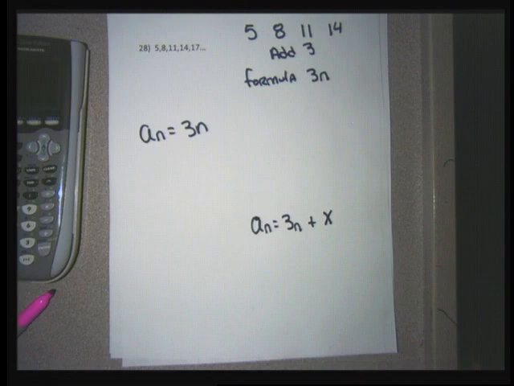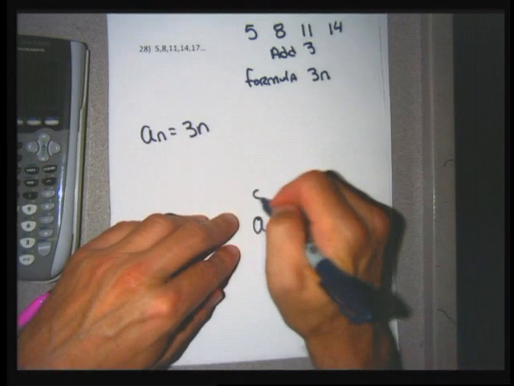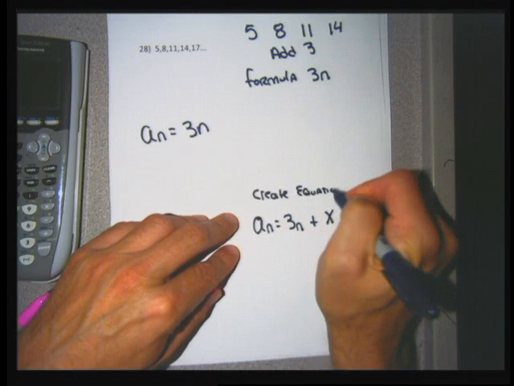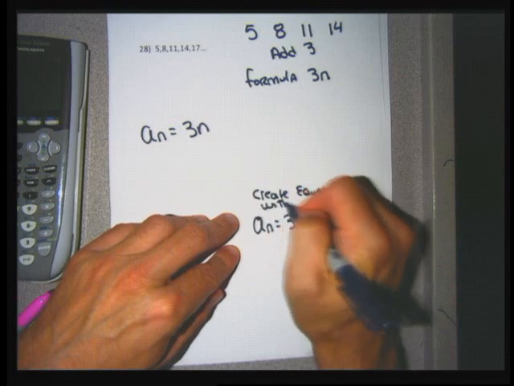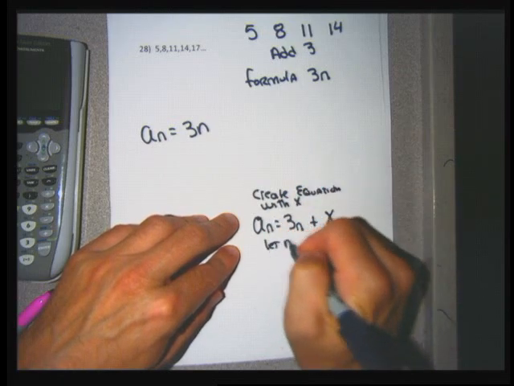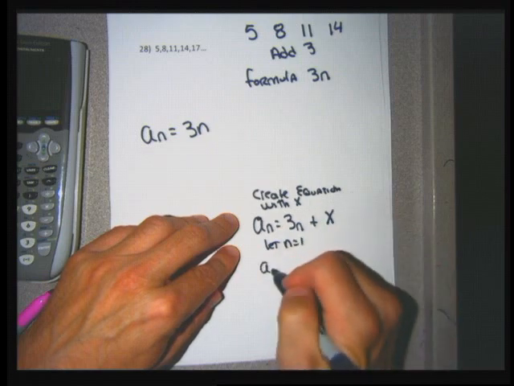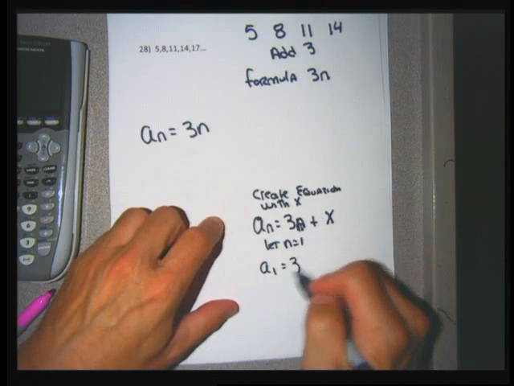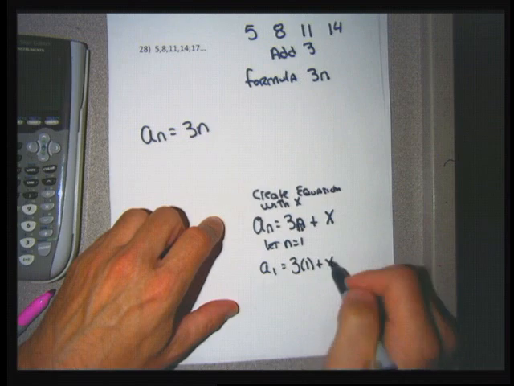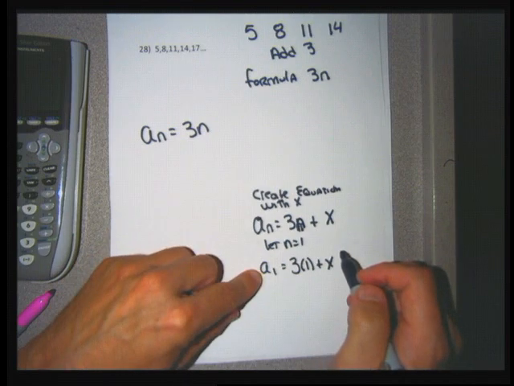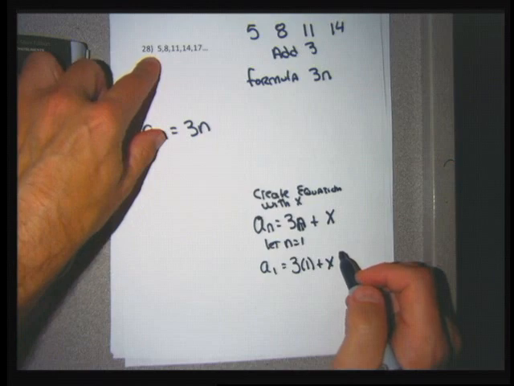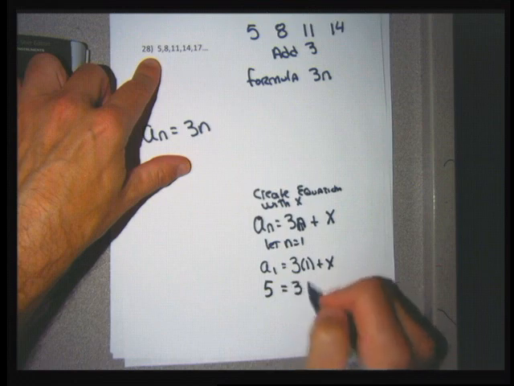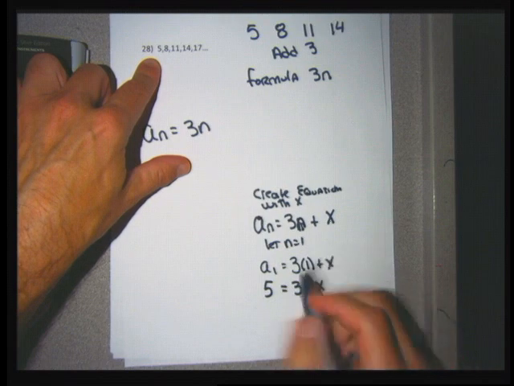Now I'm going to plug in 1 for the n. So I'm going to create an equation with an x. Now I'm going to let n equal 1. So I get a sub 1 equals 3 times 1 plus x. A sub 1 is the first term in the list, which is 5. So to the left of the equal sign, I could replace the a sub 1 with 5. To the right of the equal sign, I have 3 times 1, which is 3, plus x. I'm going to solve this for x.